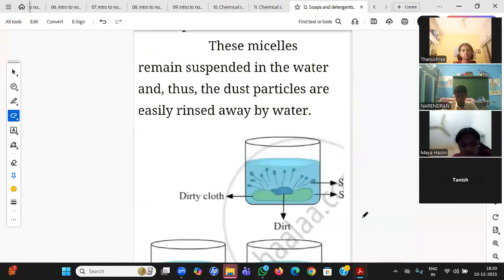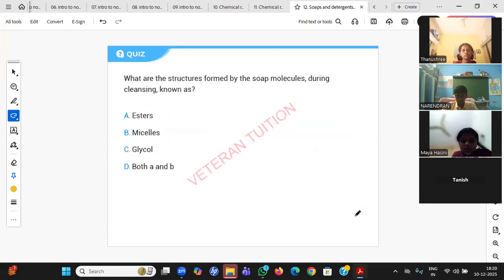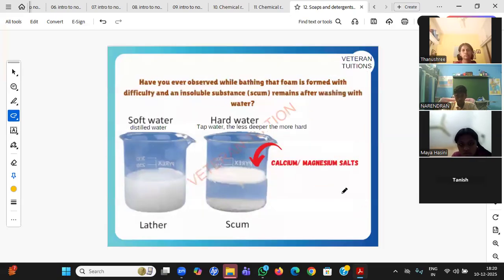Then comes the question: what happens if the water is not good, like hard water? You see, soft water is distilled water. Right now our government is supplying somewhat good water, so that's the reason we are getting lather micelles at our home. But when you go to polluted places or villages where they use underground water, that water has calcium and magnesium ions. These two salts will not let lather form. So they form scum, which is the undissolved part of the soap.